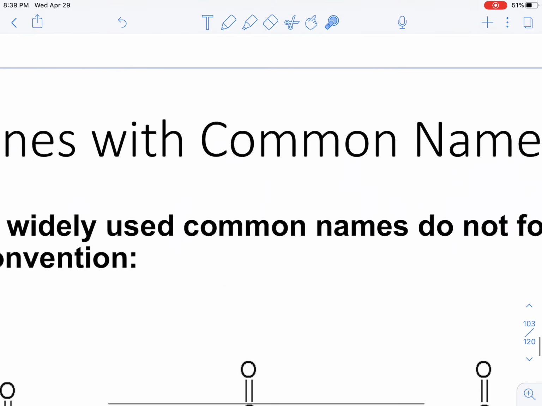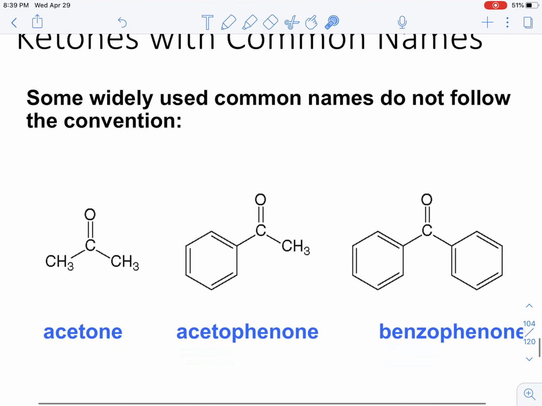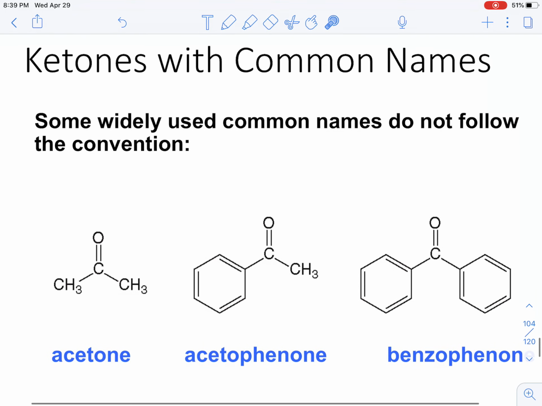And so there's specific organic compounds that are widely used that have a specific name to them. It doesn't really follow any rules. It's just out of history. It's born out of history.